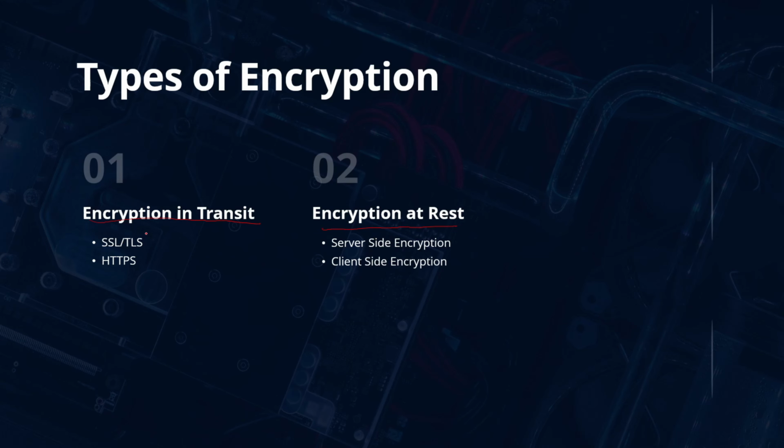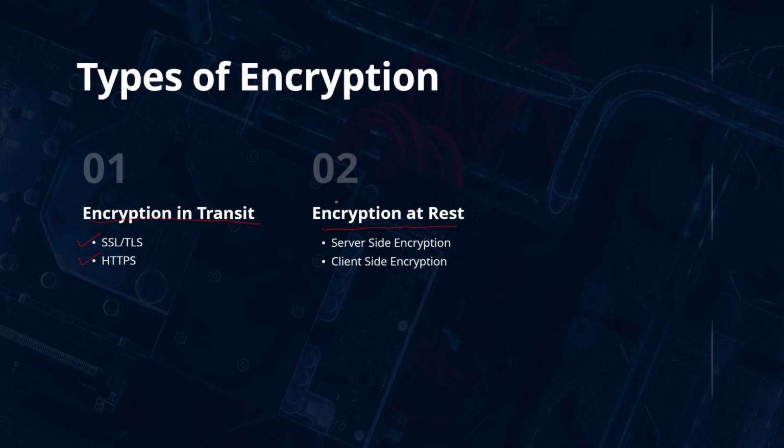Now, when it comes to encryption in transit, you basically have SSL, TLS, and you also have HTTPS. That is wherein your data is encrypted while it is in transit. That is when, for example, you are uploading an object from your local computer to AWS. So while your file or your object is being transferred over the internet, it is encrypted using SSL, TLS, or HTTPS. That is called in transit, when your object is moving in the network.